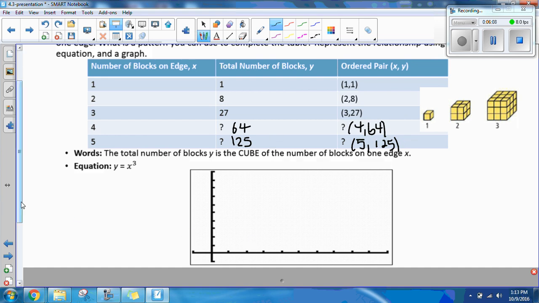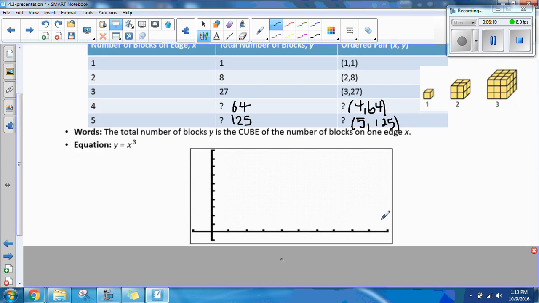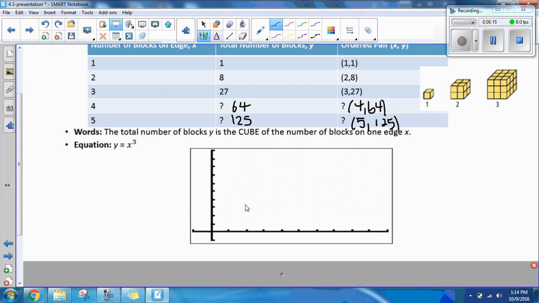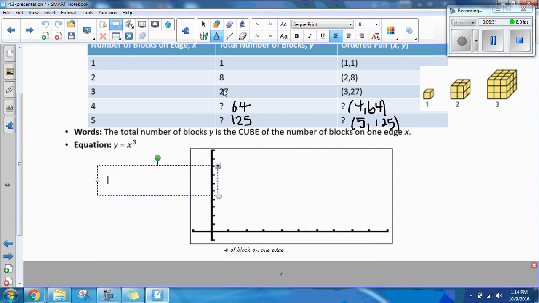So our number of blocks on an edge will go on the x-axis, since that is our independent variable. And our y-axis will be the total number of blocks, since that is dependent on the number of blocks on an edge.